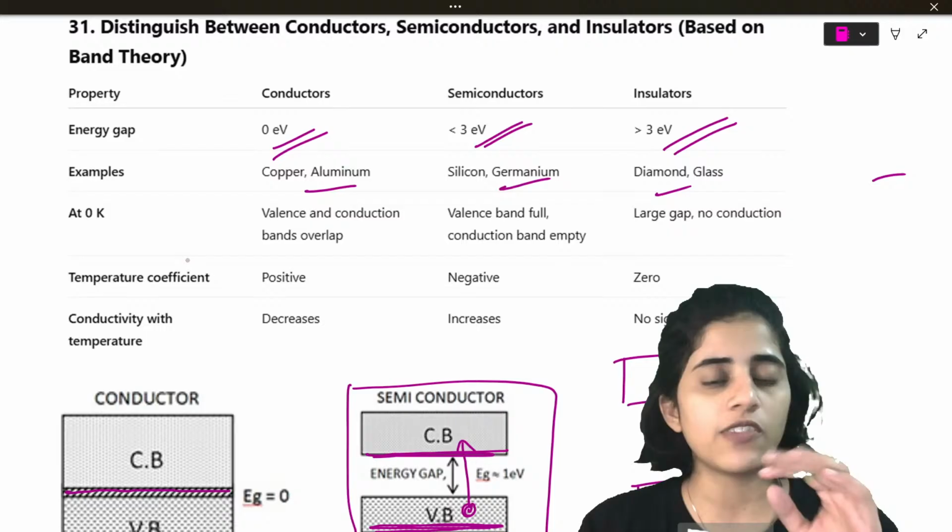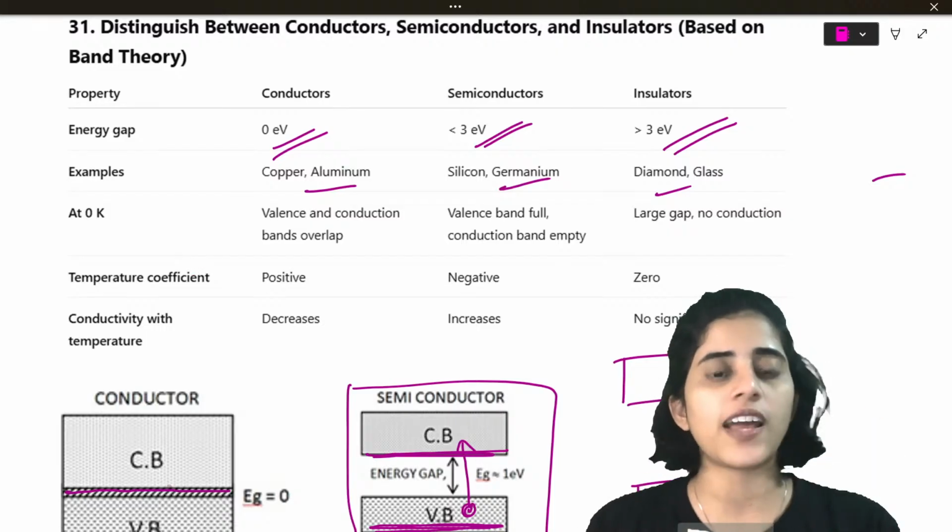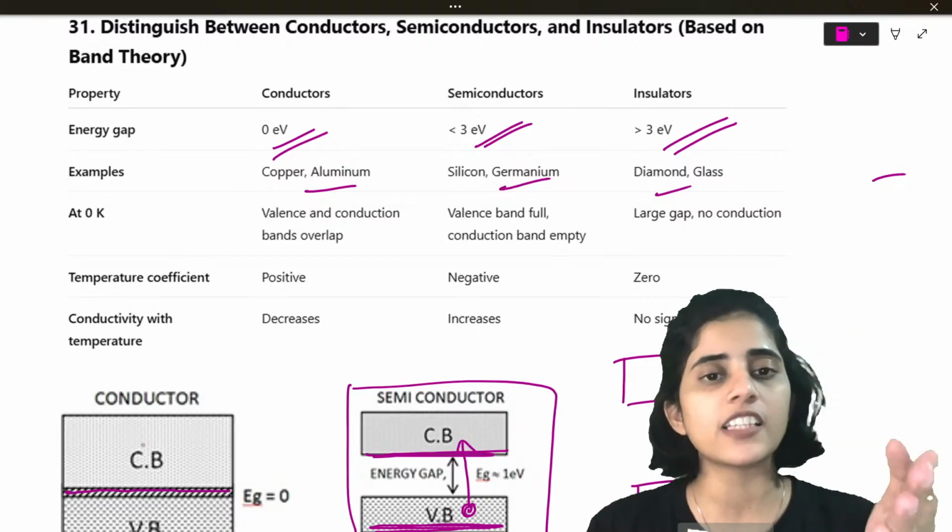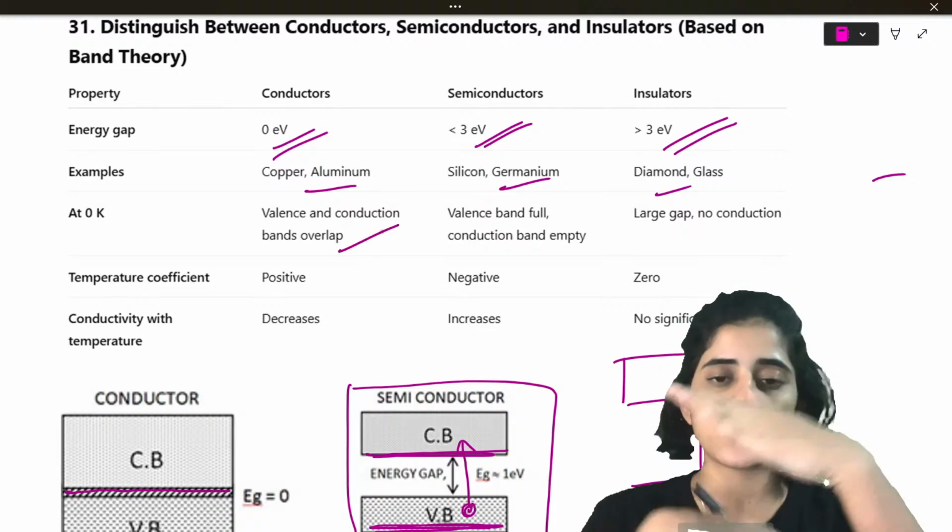Now at 0 Kelvin, you can see in the figure, what happens? Valence band and conduction band overlap. They're together.